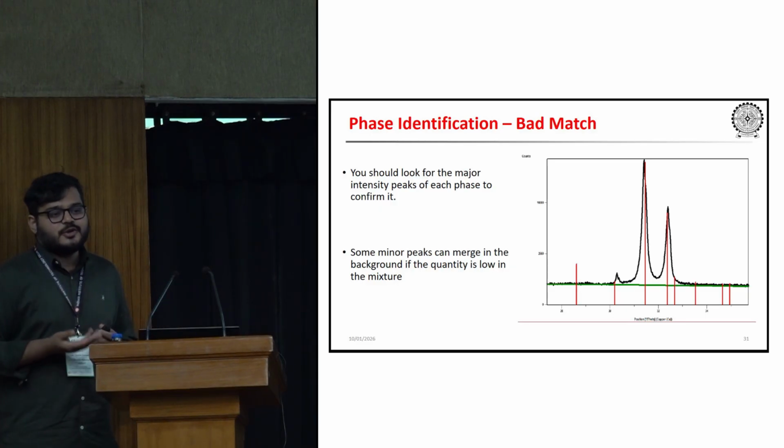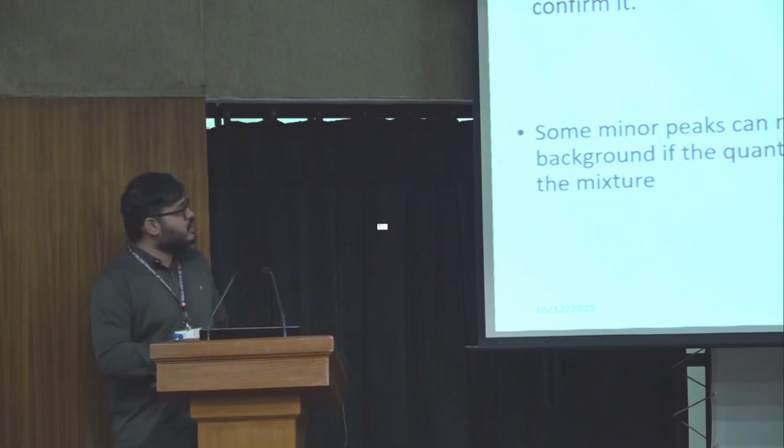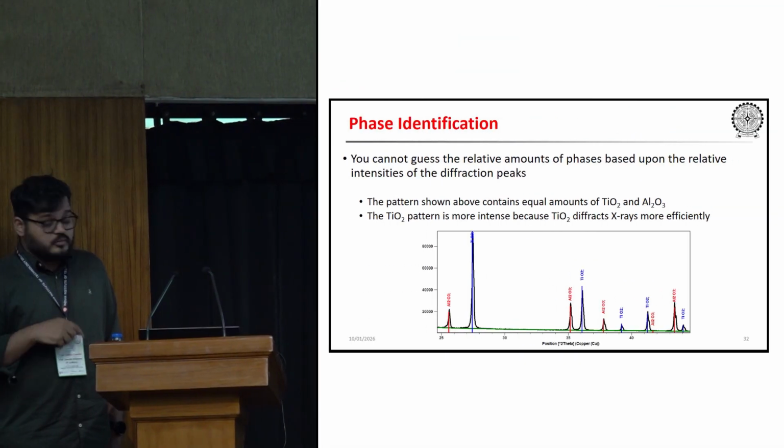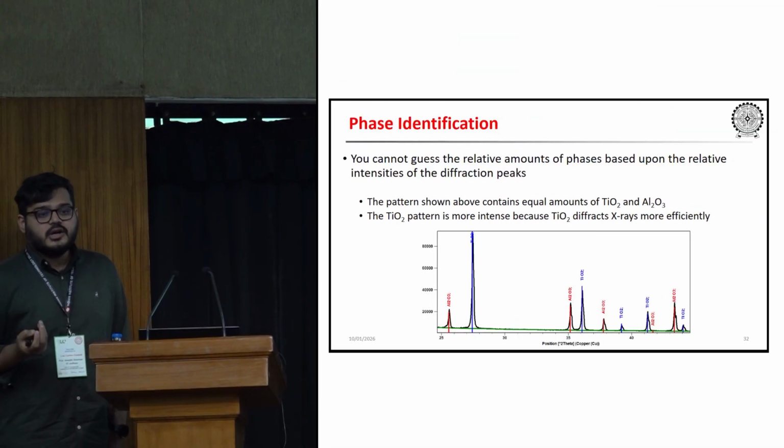So in that case also, your search match is going to be a bit difficult, right? Another important point is people tend to guess the intensity or the quantities of the material present in the diffractogram based on the intensities. That is not a very good practice.